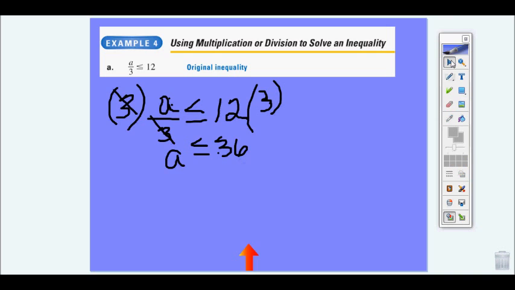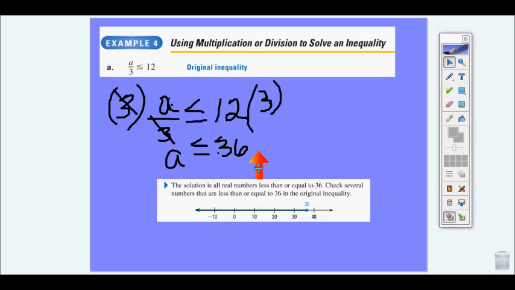And we'll go ahead and reveal the line. Before I do that, we notice it's a less than or equal to. It's going to be a solid point, and it's going to be shaded to the left. There's our solid point, shaded to the left.